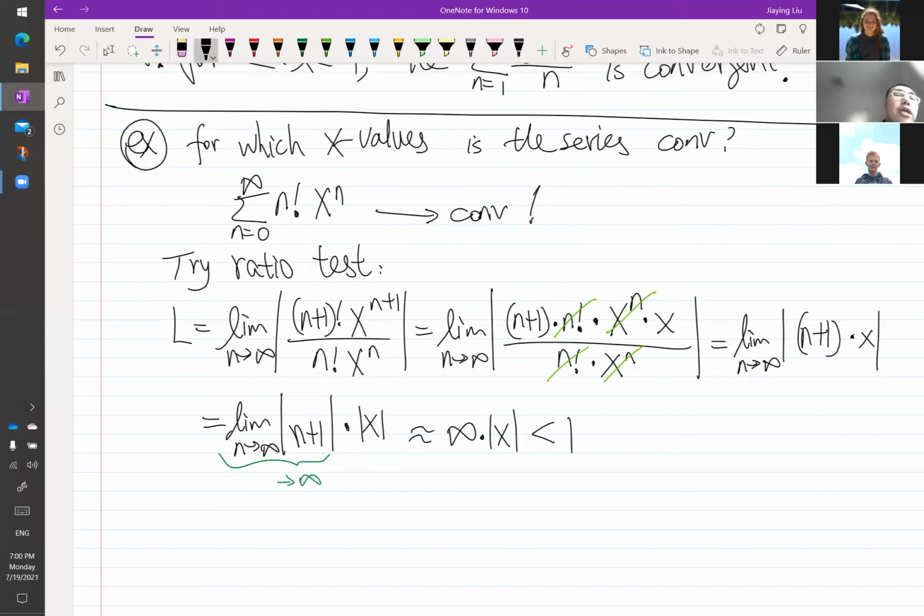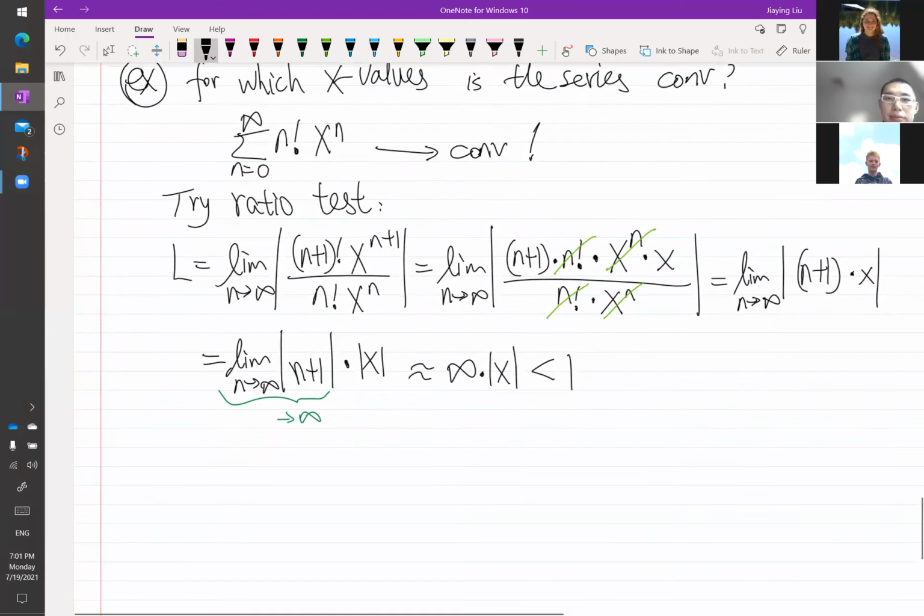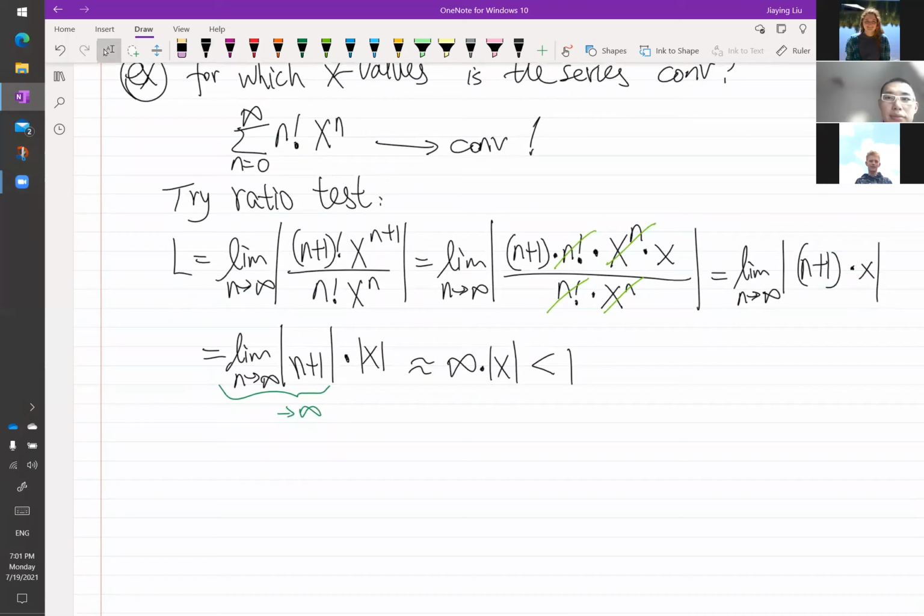Zero. Well, here you have to be careful, because that is 0 times infinity. Is that 0, or is it indeterminate? So you kind of have to decide there.